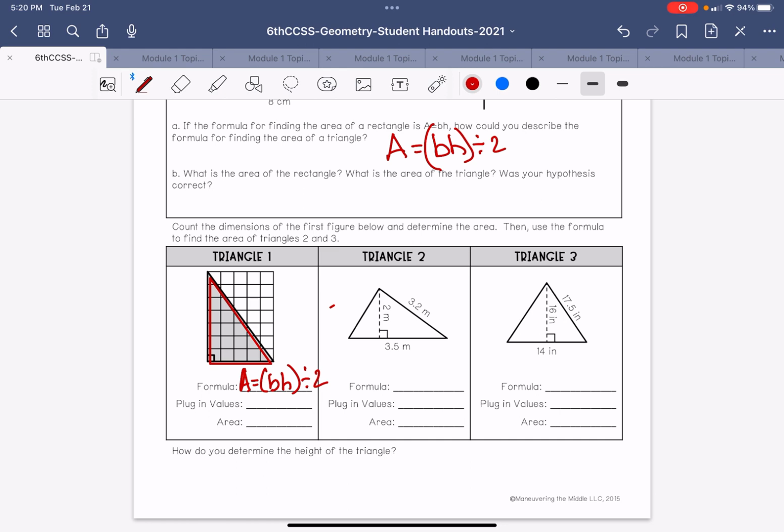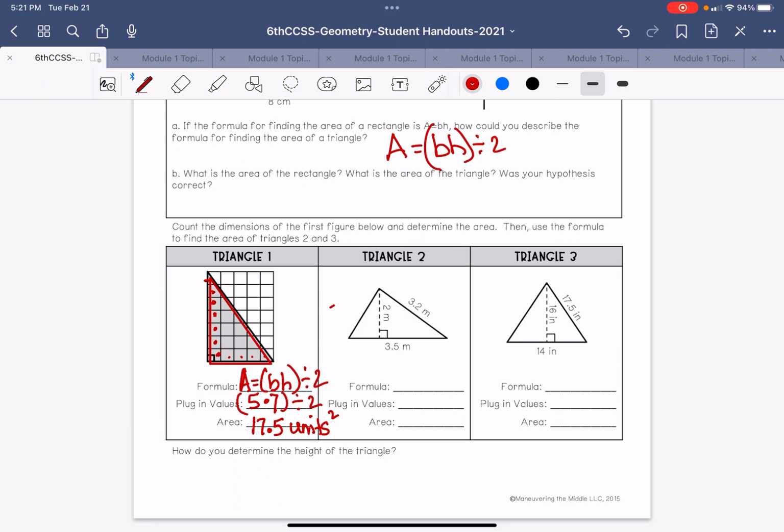So our base of the shape is 1, 2, 3, 4, 5 times the height, 1, 2, 3, 4, 5, 6, 7. And that divided by 2. So 5 times 7 is 35. 35 divided by 2 would be 17.5 units squared. You may use a calculator to help you find area.